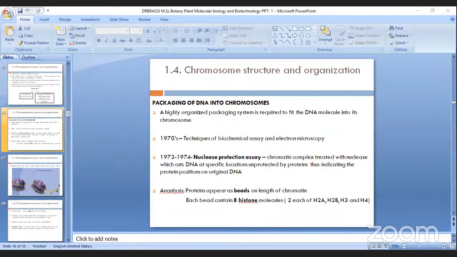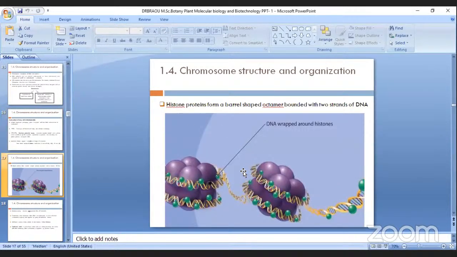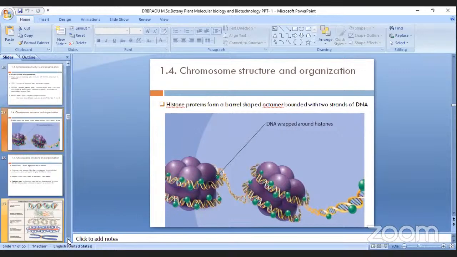What are these histone molecules? 2 each of H2A, H2B, H3, and H4. These 8 histone molecules are arranged in the form of a barrel, an octamer shape, and it is bound by 2 DNA strands around it.